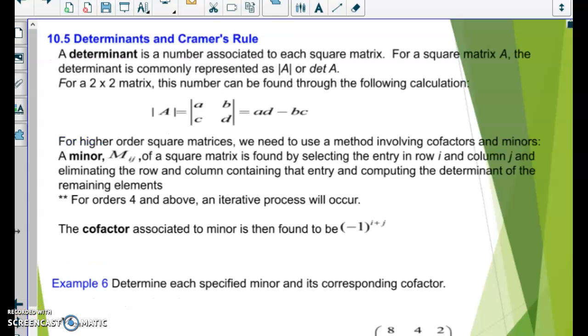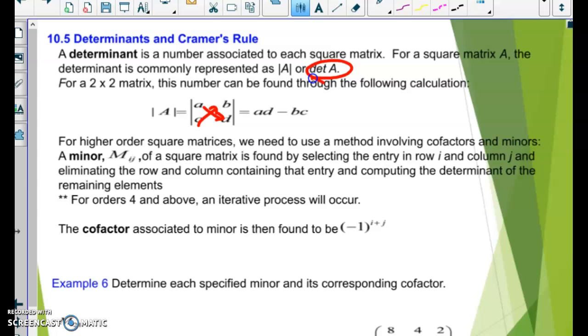Here we are on section 10.5, determinants and Cramer's rule. A determinant is a number associated with each square matrix. For a square matrix A, the determinant is commonly represented by the absolute value bars around the A, or the shortcut det of A. And we just take A times D minus B times C to get that determinant.